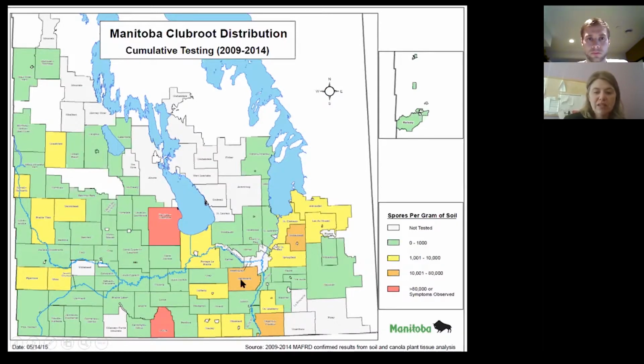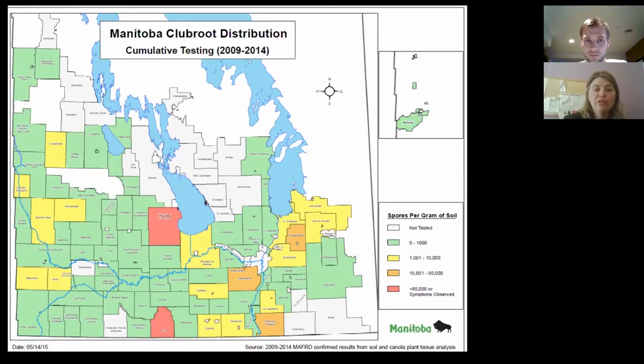You can see here in very small letters, these are all of our rural municipalities. They are colored: white was not tested, so some of the areas we hadn't been able to get to. Green, we were finding very, very low levels of spores per gram of soil, so in a lot of cases it could be 0. Yellow, we were finding a few more, up to 10,000. Orange, we were finding 10,000 to 80,000, and in red, we actually did find symptoms, or we found higher spore concentrations.